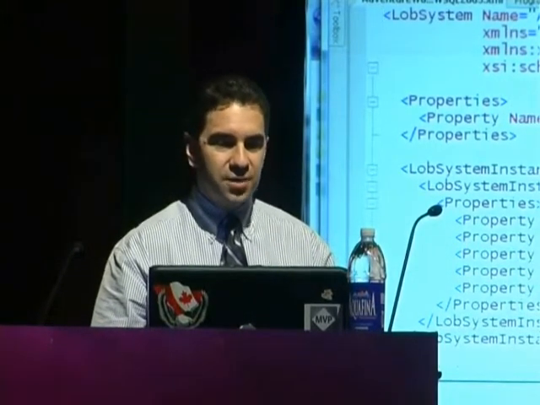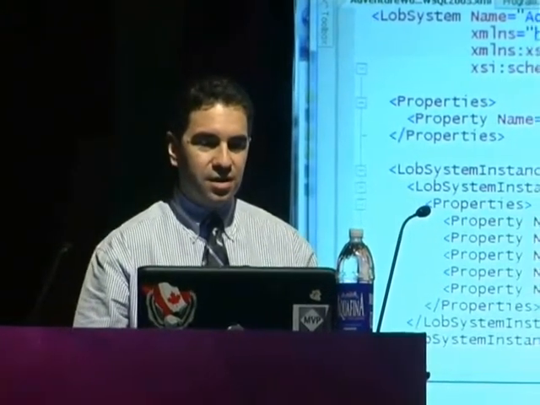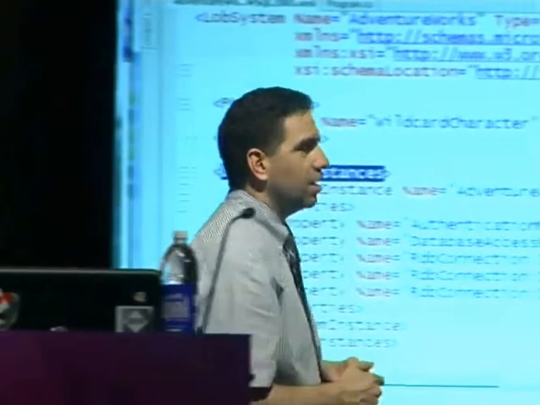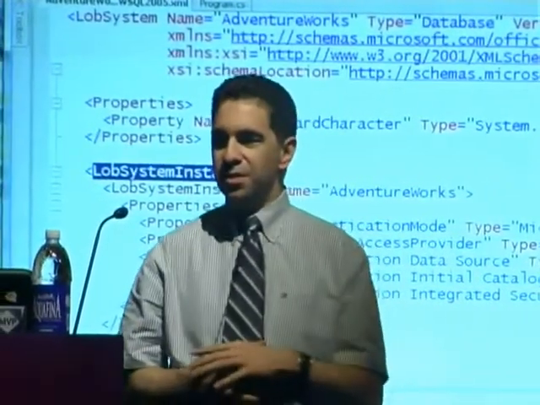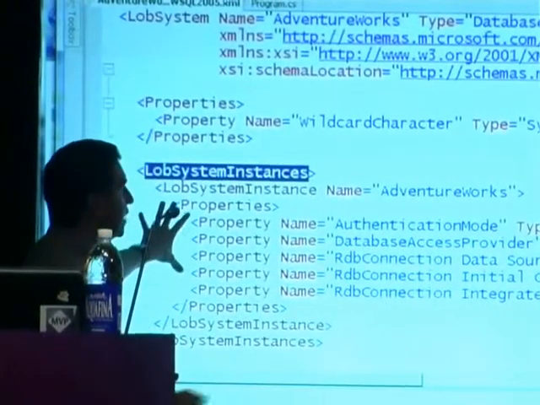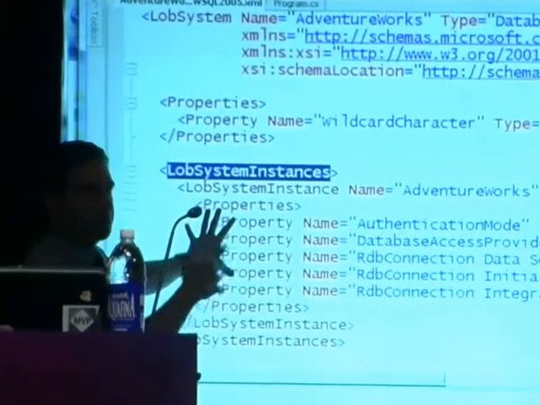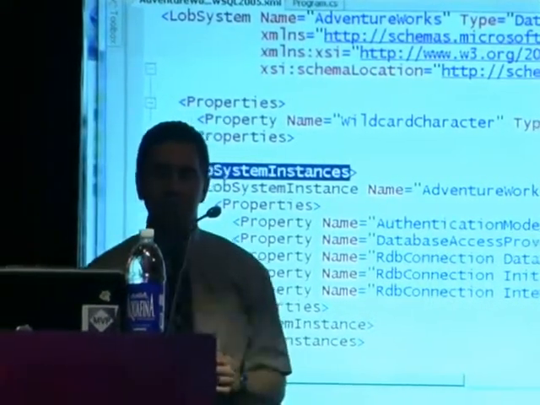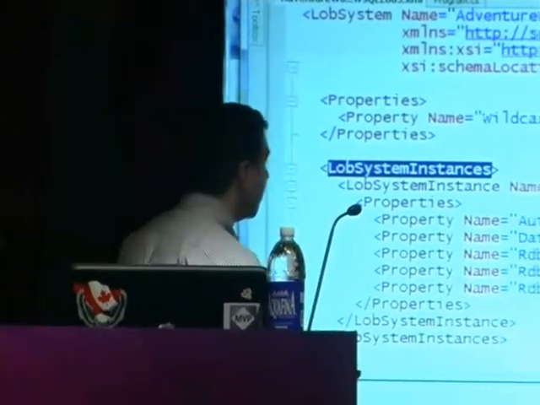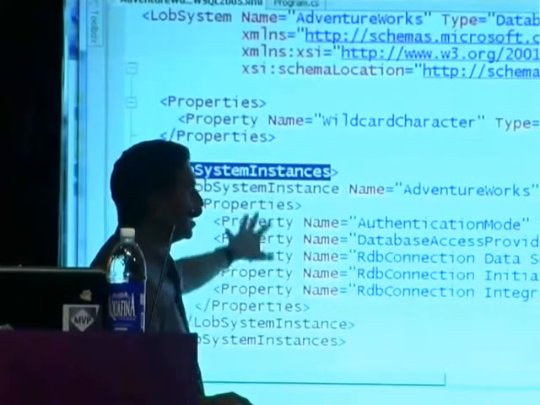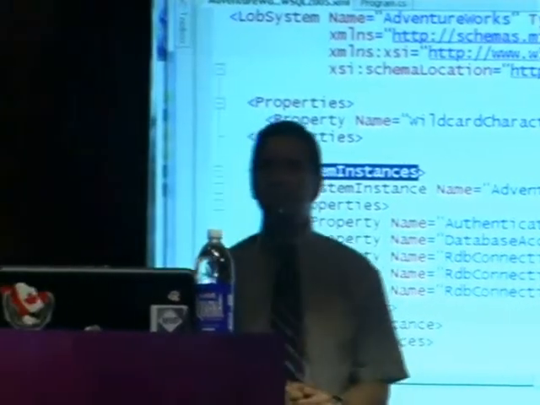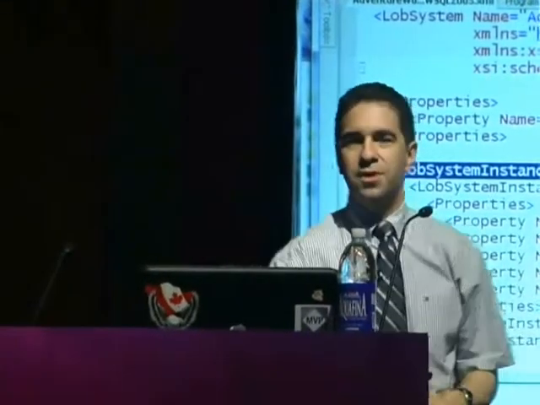So the first thing that we have is this section called Line of Business System Instances. I found the name intriguing. I'm wondering where they're going with this in the future, to be honest. But right now, you can only define one. So we can only have one connection per business data catalog application definition. And the line of business system instance, in this case, is using a SQL connection string to go after the AdventureWorks database, the ubiquitous sample database for Microsoft.